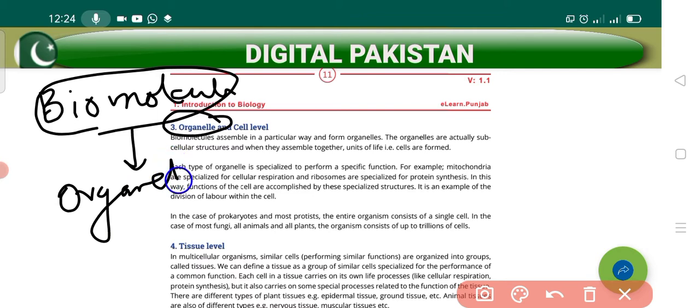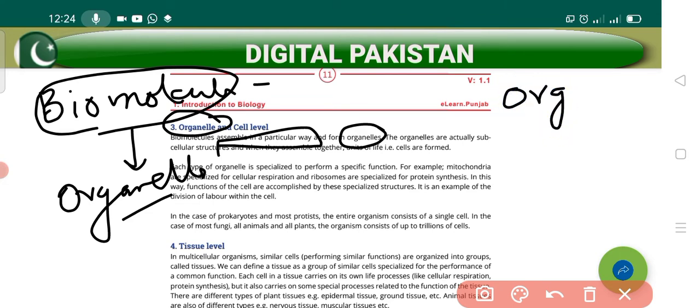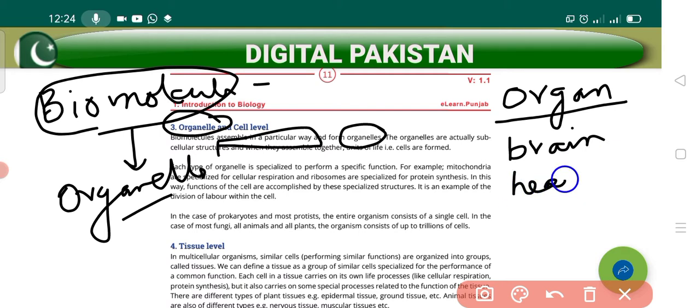I know that you have learned about organs very well in your previous science subject. What are the organs? Are you able to give an example? Like brain, heart, liver. They are the organs of the body and they perform a specific function in the body.